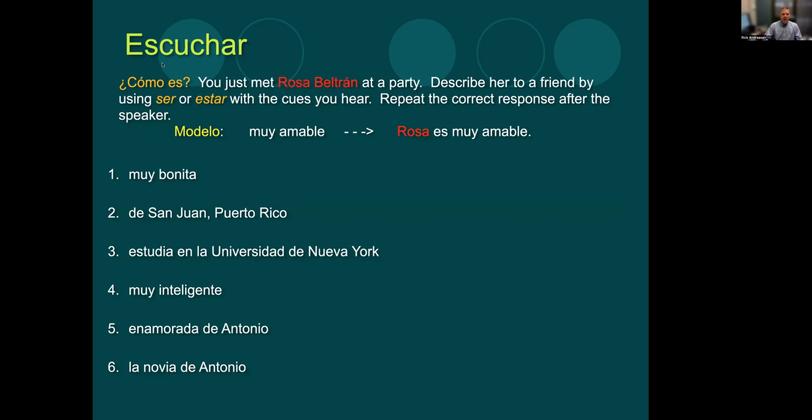Okay. So let's talk about this. I'm going to have you listen to a recording. The recording is going to tell you about this person, Rosa Beltran, that she met at a party. And then you're going to go back and describe her using ser or estar based on what you hear from the recording. So if you want to go through this, number your papers 1 through 6, and be prepared to make a sentence using the prompts on the left, and then either the verb ser or estar as appropriate.